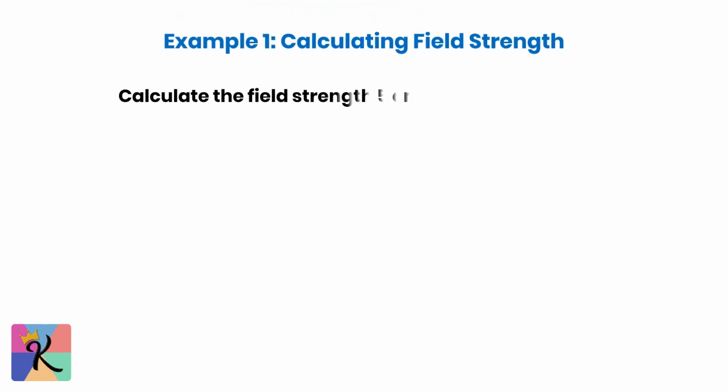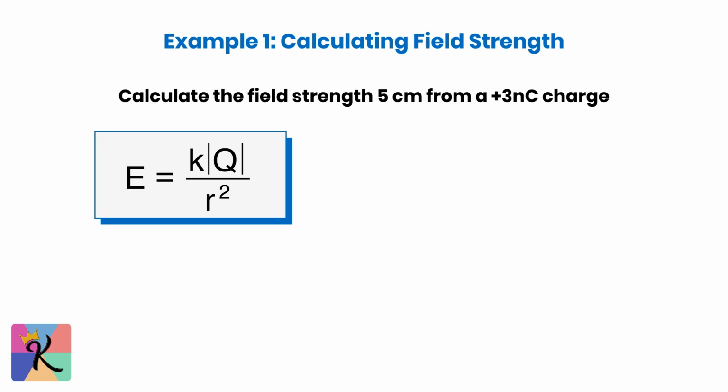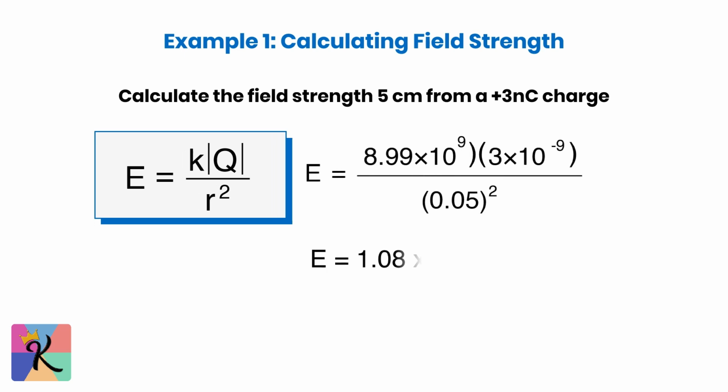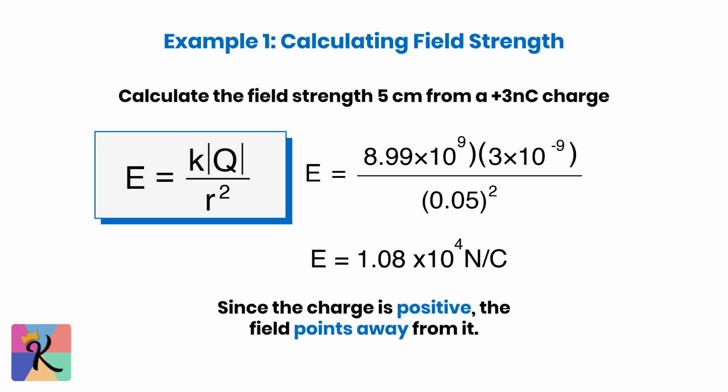Let's calculate the field strength 5 centimeters from a plus 3 nanocoulomb charge using this formula. Solving this gives E is equal to 1.08 times 10 raised to power of 4 Newton per Coulomb. Since the charge is positive, the field points away from it.